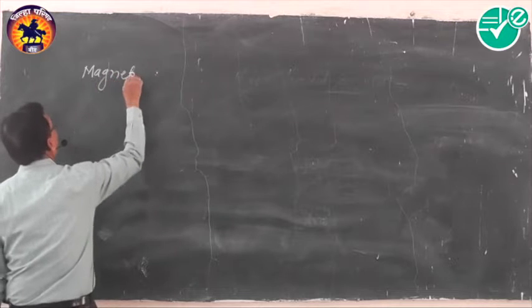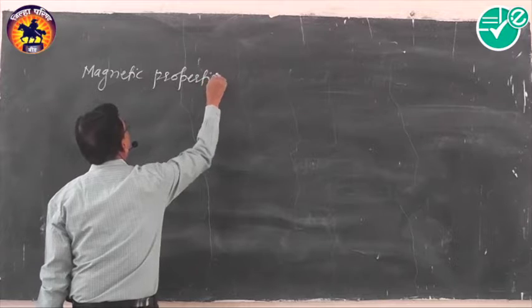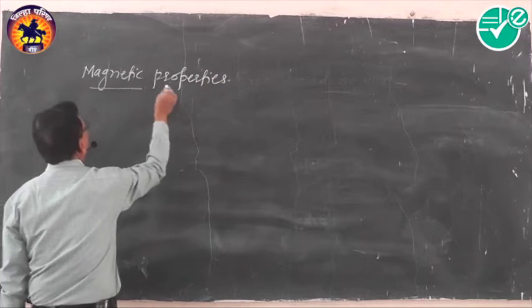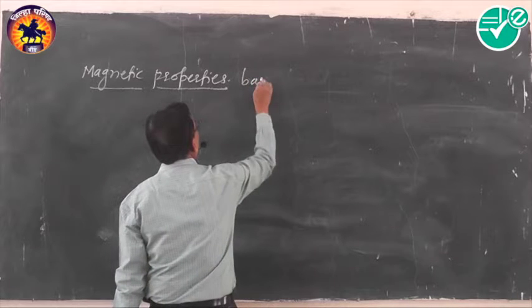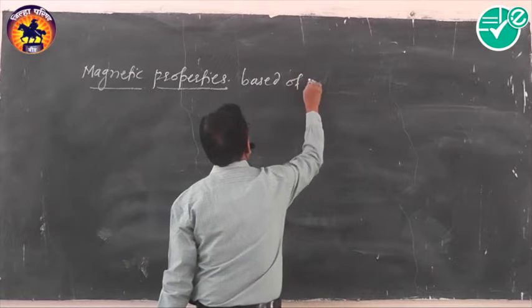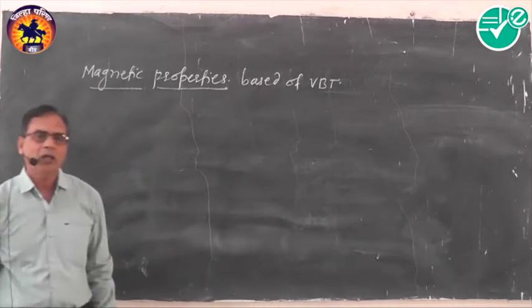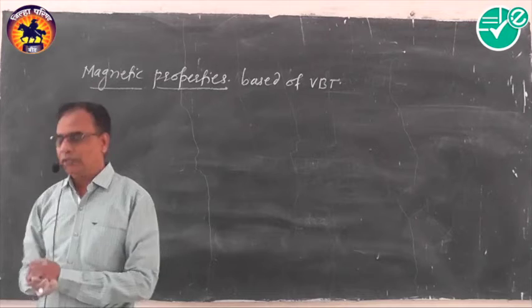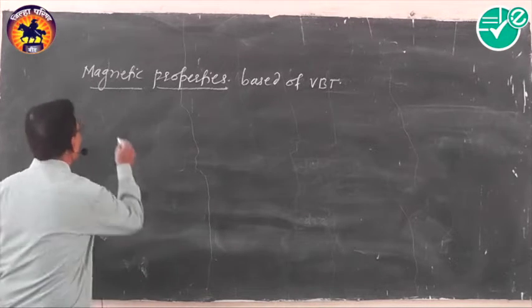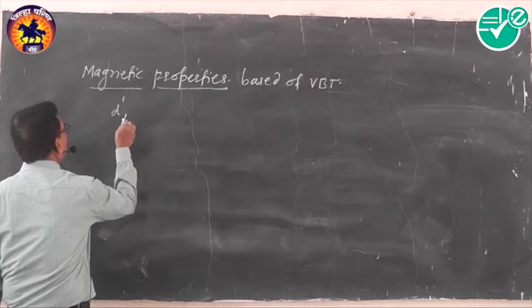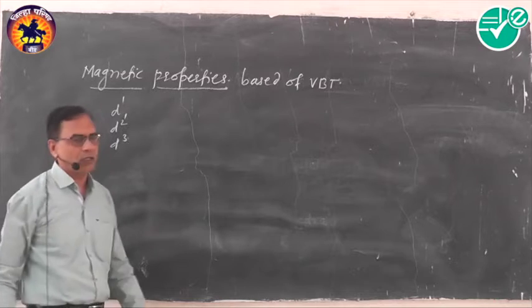or magnetic properties. These magnetic behavior or magnetic properties are explained on the basis of VBT. Now remember one thing, in case of metal ions having D1, D2 and D3 electronic configuration.